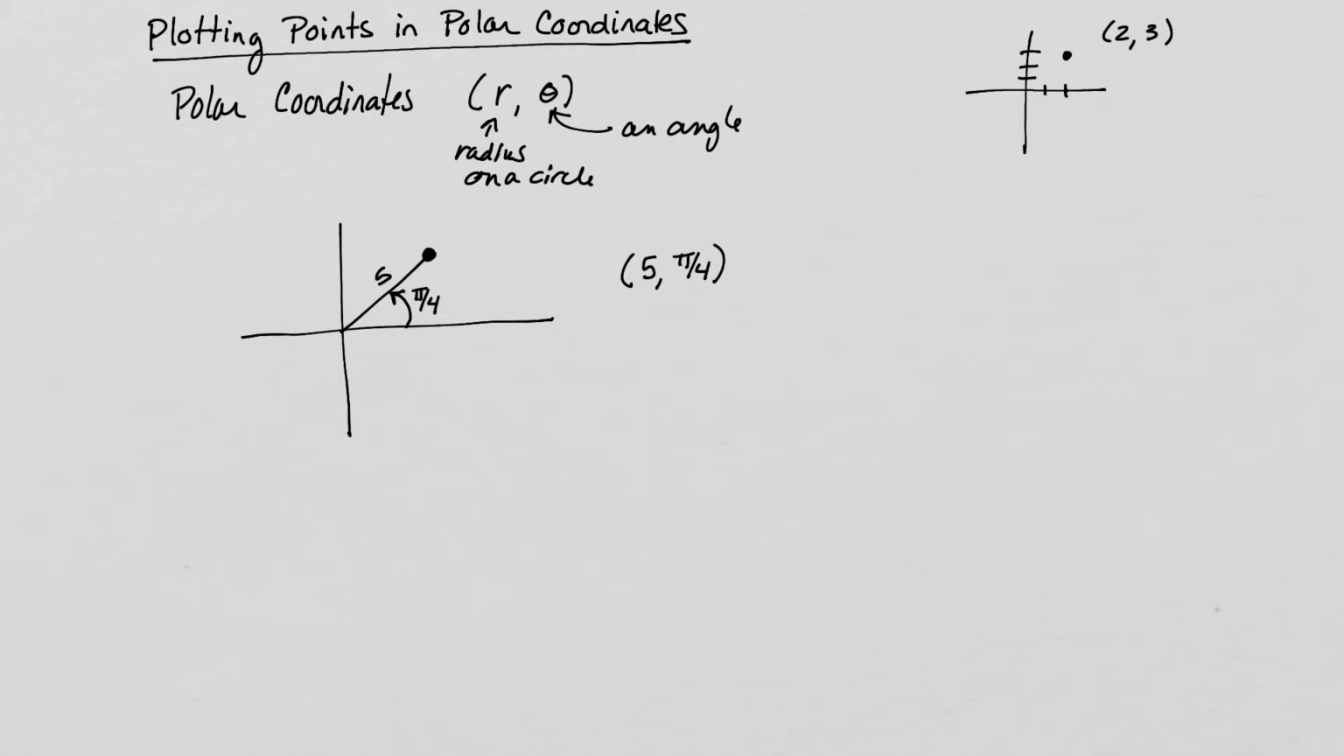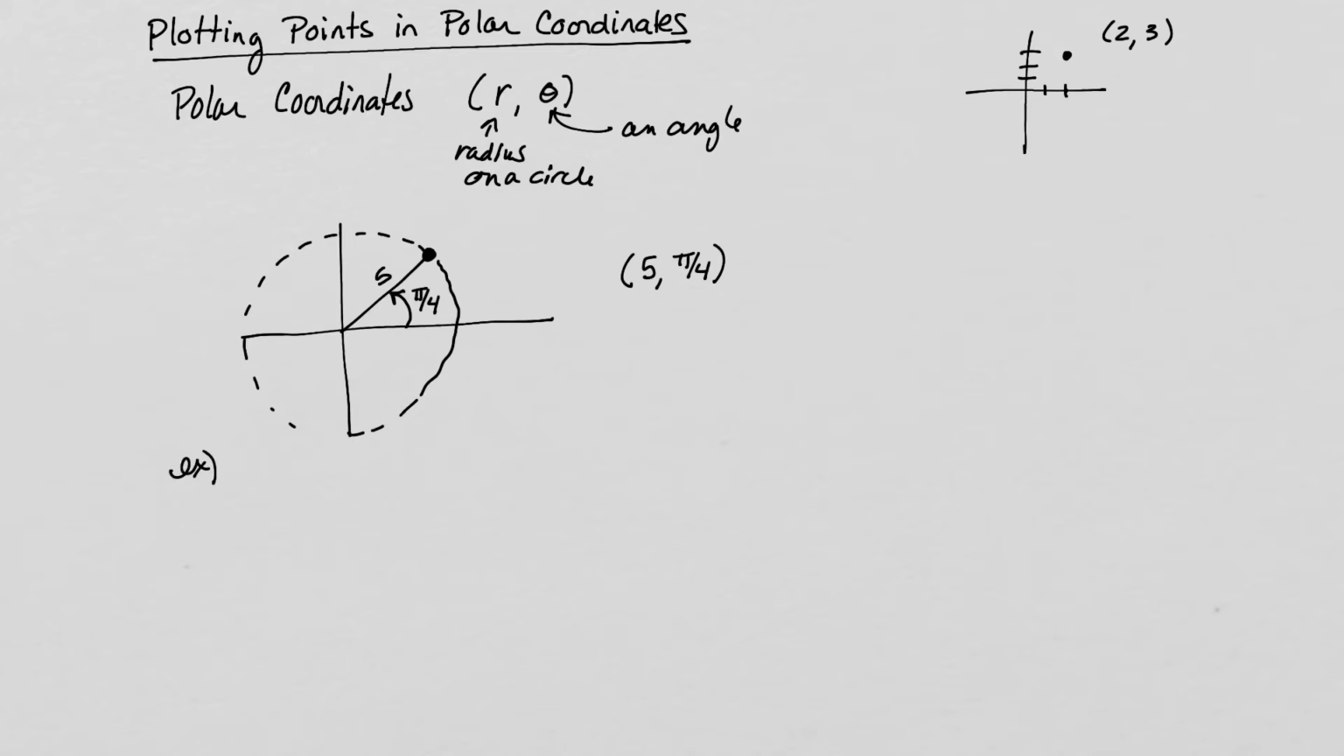You can kind of think about it like I go out 5 and then I swing pi over 4. Rather than go out an x and up a y, we're going out a radius and then we're swinging. You can imagine that this point is sitting on a giant circle. So the first thing we're going to do is plot some points.